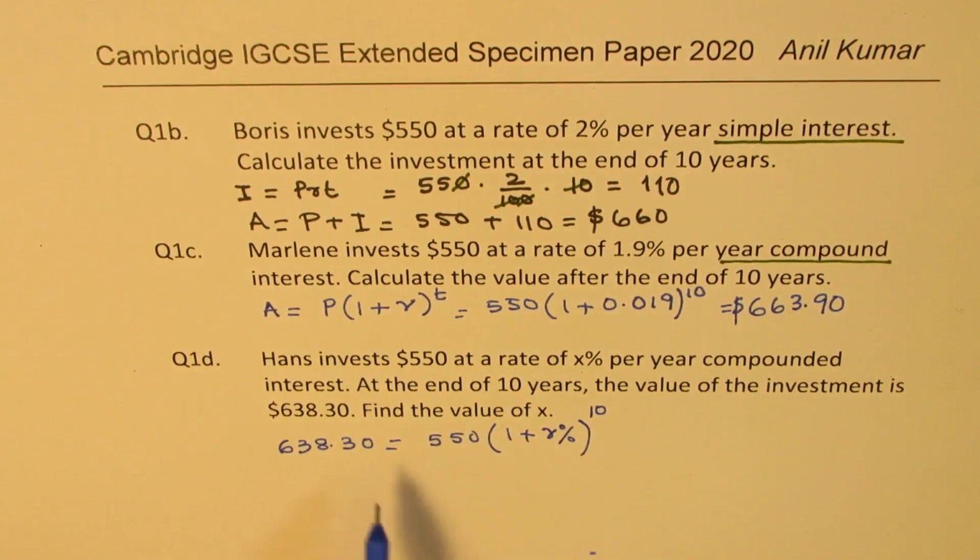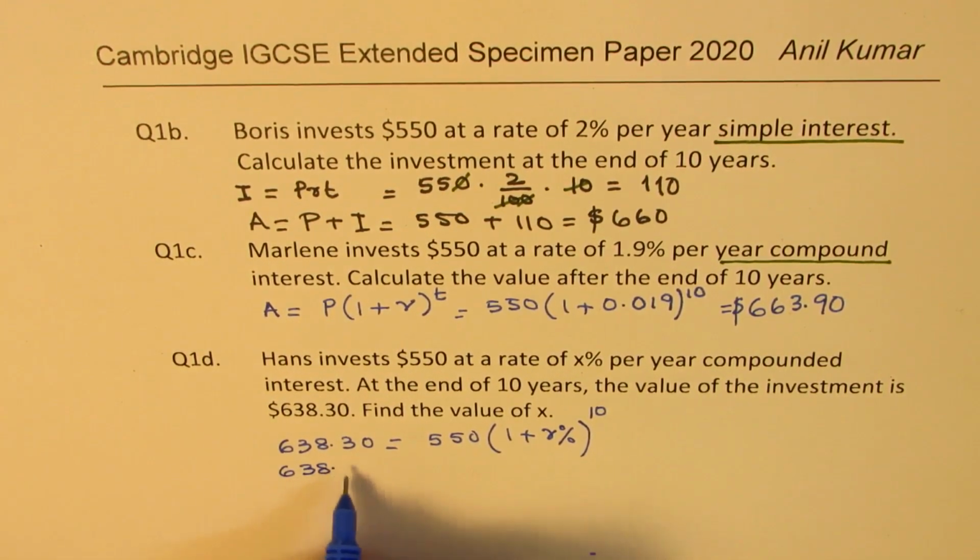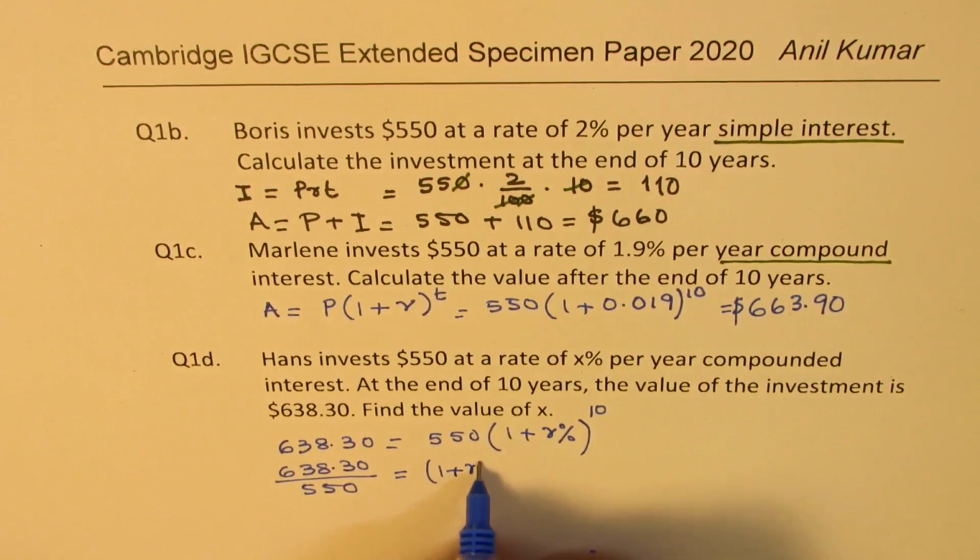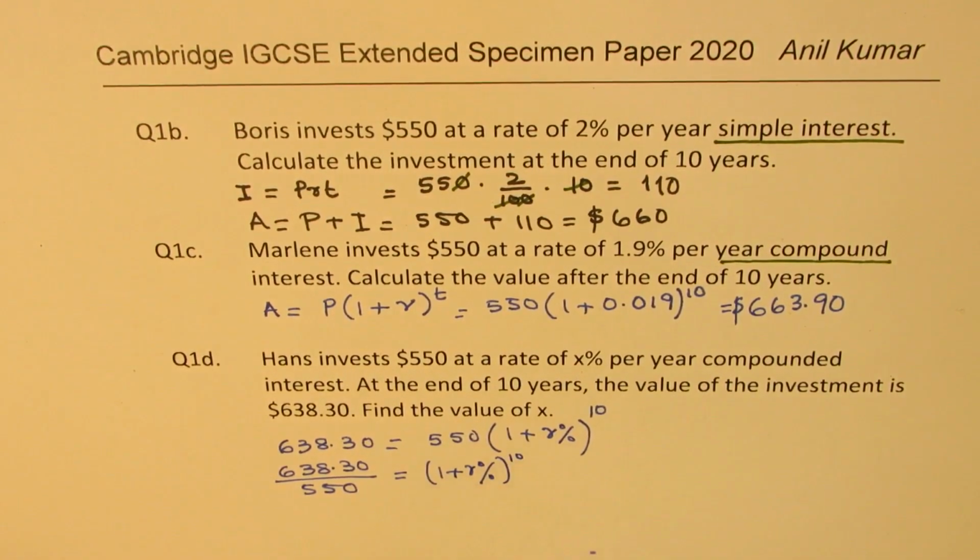Perfect. So how do you solve such an equation? First step should be, you have to divide this by 550, right? So we get 638.30 divided by 550. So that is equal to (1 plus r%) to the power of 10. Now we have to do the 10th root of this, right? So let's take it on this side.